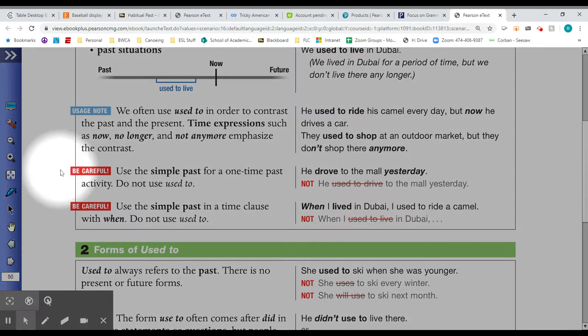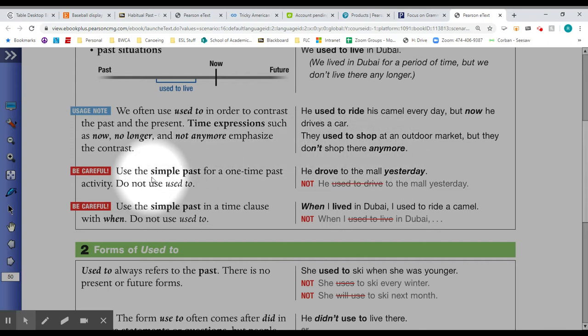Speakers and writers will use the habitual past in order to contrast the past and the present. We use time expressions such as now or no longer or not anymore. He used to ride his camel every day, but now he drives a car. They used to shop at an outdoor market, but they don't shop there anymore.